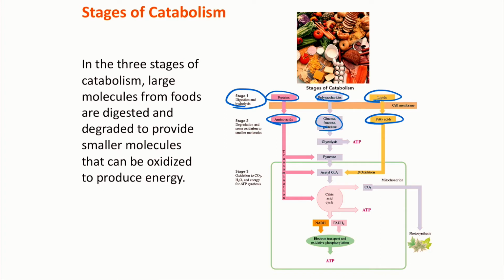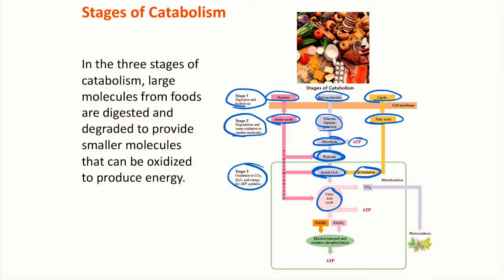Once it enters into the cell, it undergoes stage 2, where it undergoes degradation and some oxidation to smaller molecules. Amino acids undergo transamination to form pyruvate, acetyl-CoA, and some of them enter the citric acid cycle. Sugars generally undergo glycolysis and form ATP. The downstream products create pyruvate, and pyruvate then enters the citric acid cycle. Fatty acids undergo beta oxidation to finally enter the citric acid cycle. The citric acid cycle is where the third stage takes place, where they undergo oxidation to form carbon dioxide and water and energy for ATP synthesis.